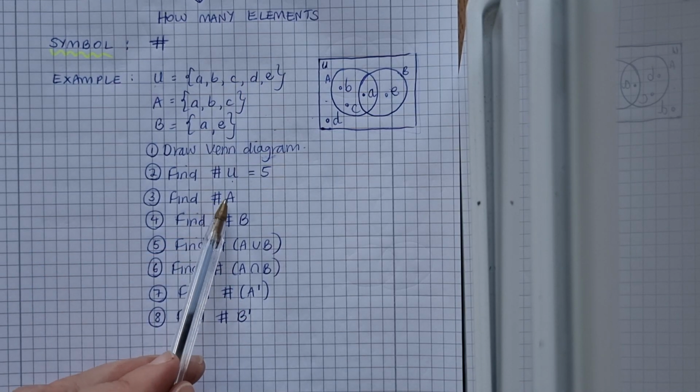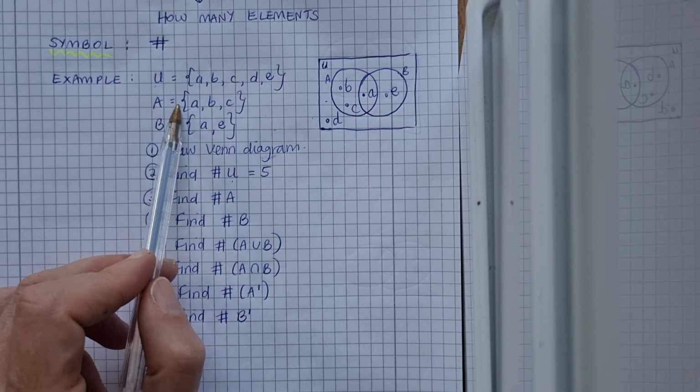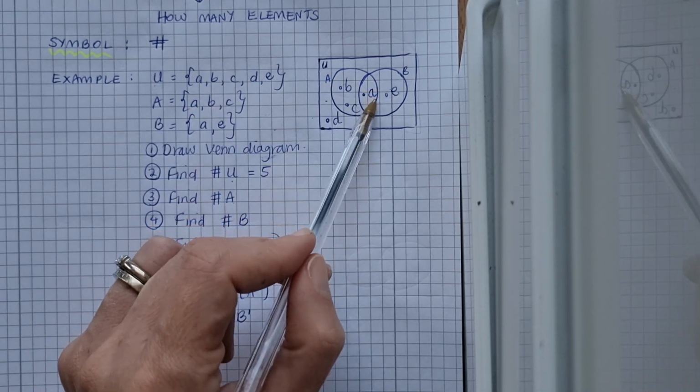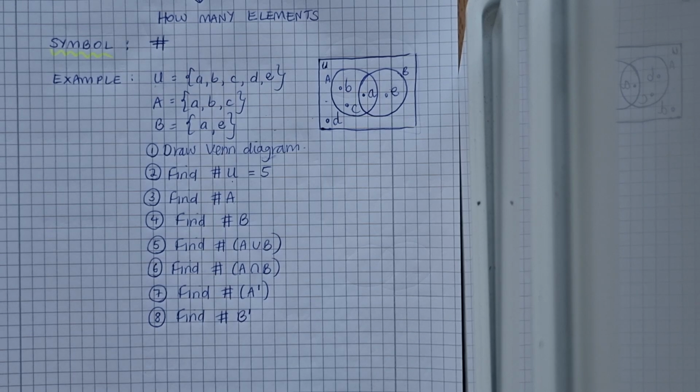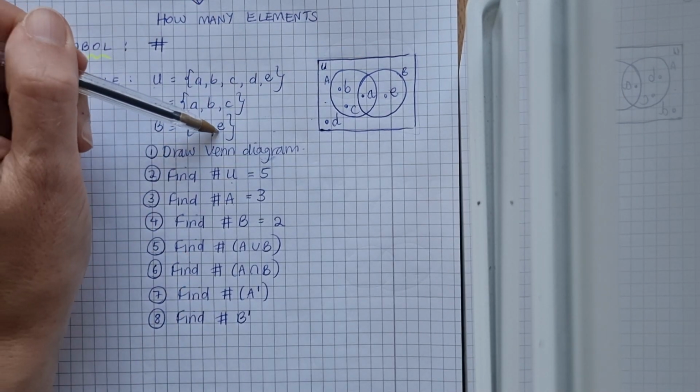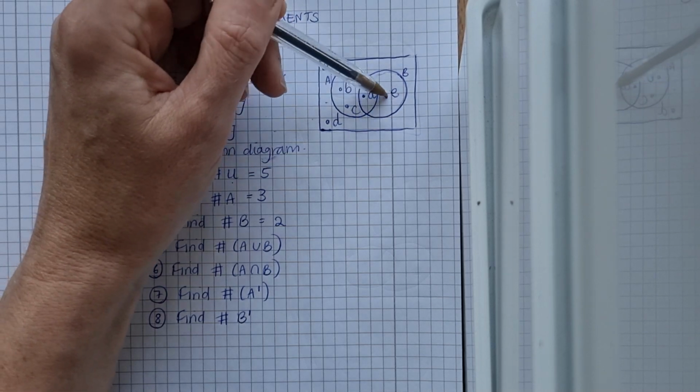Next, I want to find the cardinal number of A. Again, you can see it up here because you can count 1, 2, 3 elements. If you look at the A set up here, there are 3 elements in it. So the answer there is just 3. Take a second there yourself to see, can you figure out what the cardinal number of B is? There's just 2 elements in B, isn't there? A and E. So 1, 2, and you can see it in the diagram as well, 1, 2.